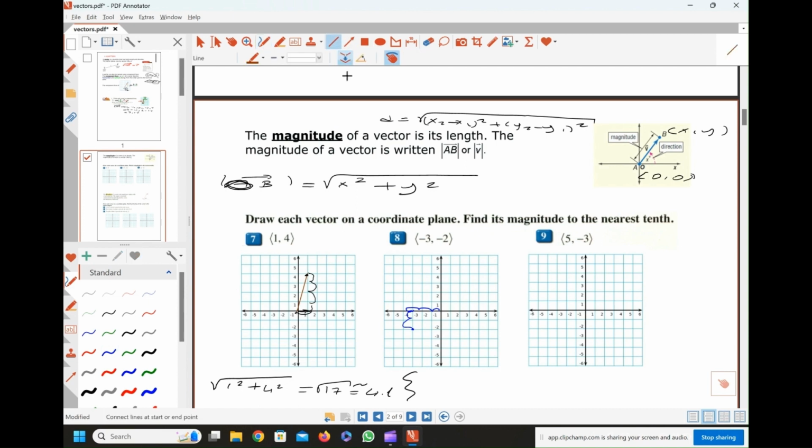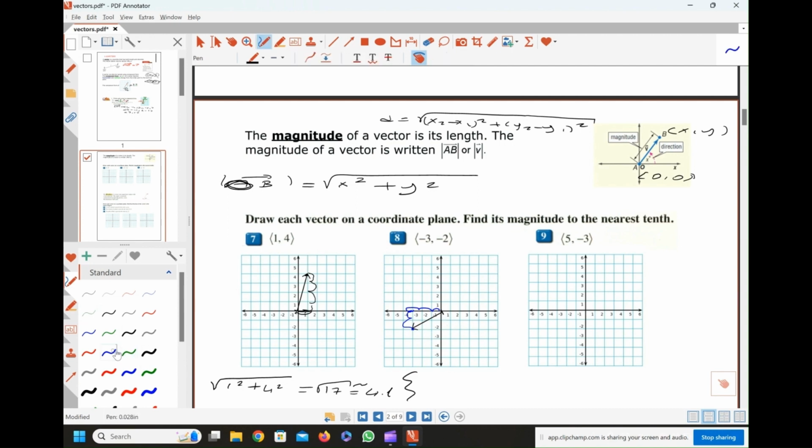Let's connect from the origin to that point. So this is how you sketch a vector. I was supposed to use that arrow thing, by the way. Right, for this figure also, I was supposed to use the arrow. So here is your vector. This is how you sketch it.